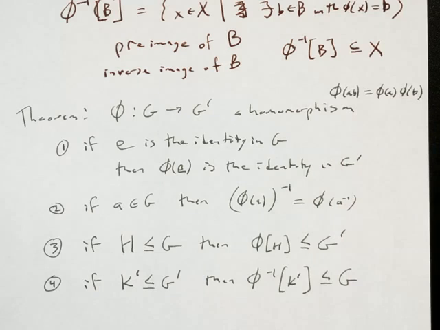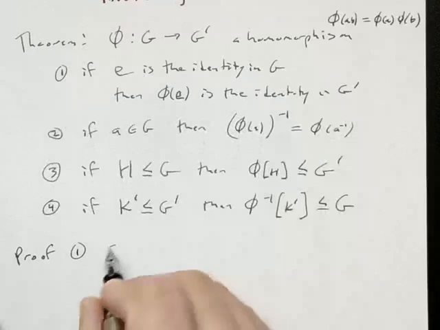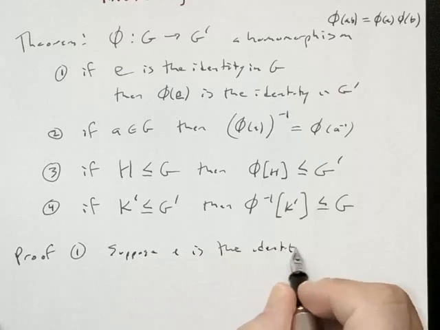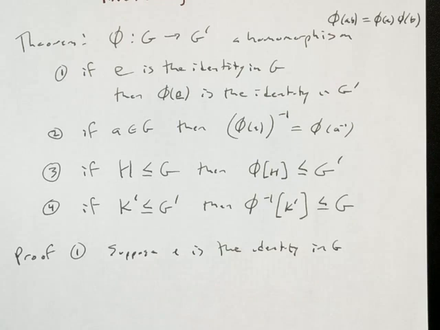So, if E is the identity in G, let's prove number 1. Suppose E is the identity in G. What does that mean? What does it mean for E to be an identity? That means that E times anything is itself. For any element G in my group, EG equals G.